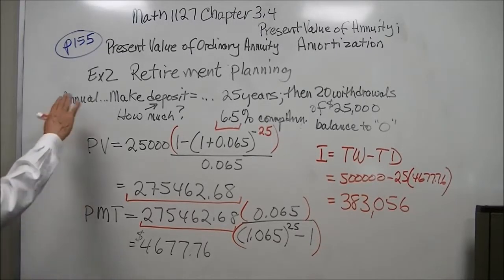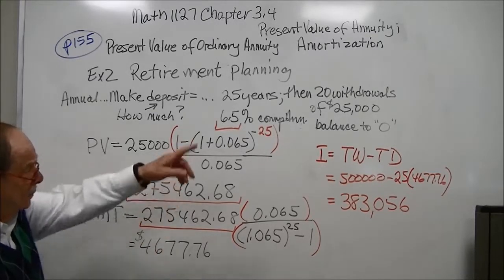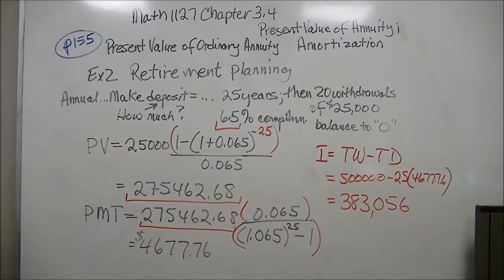Here we're going to look at example 2, which deals with retirement planning. And here a certain benefit life offers an ordinary annuity that earns 6.5% compounded annually. A person plans to make equal annual deposits into this account for 25 years and then make 20 equal annual withdrawals of $25,000, reducing the balance in the account to 0.